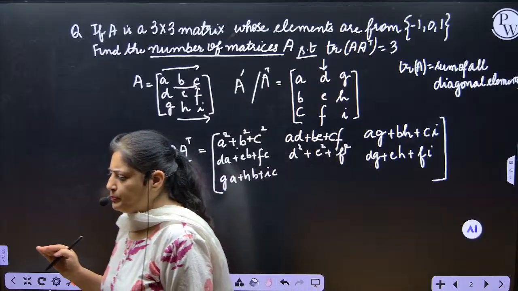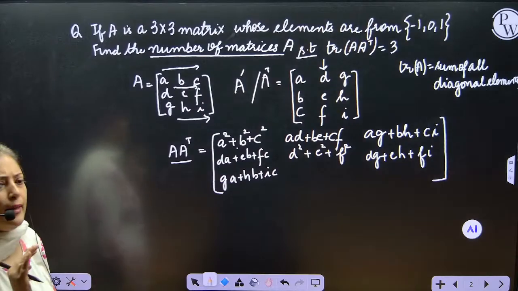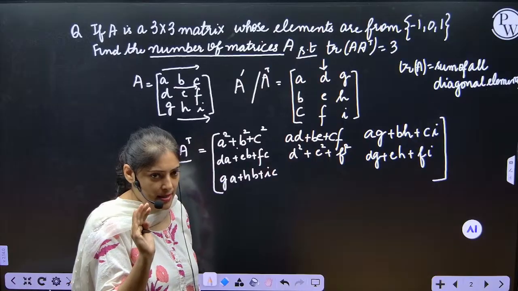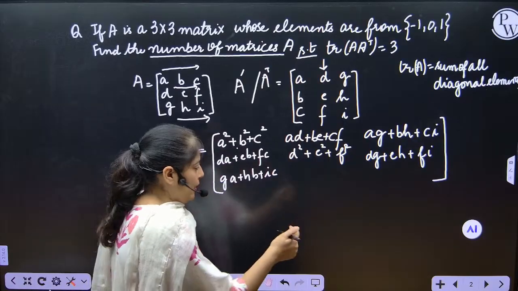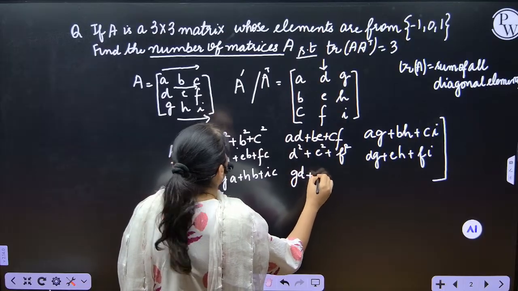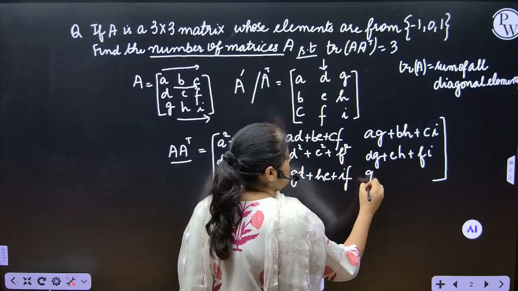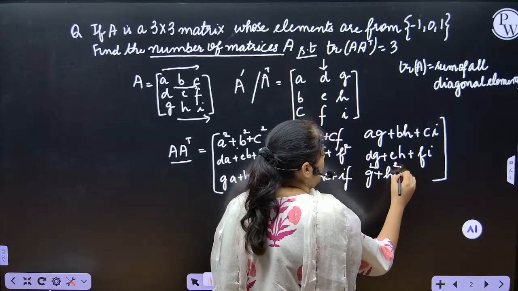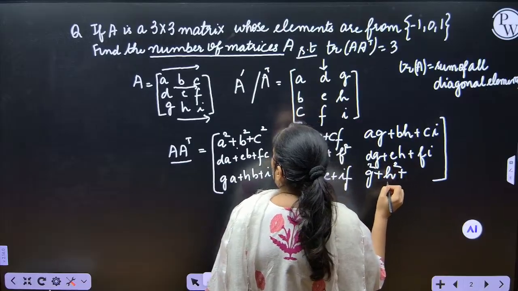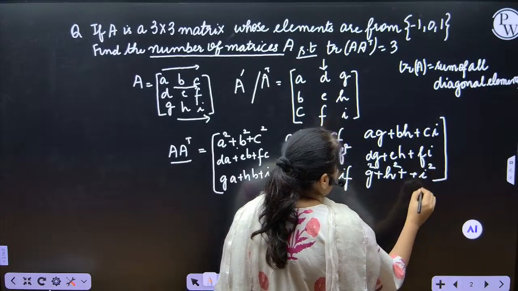But you just have to simply move, like you will use the result that A transpose trace, that I'll tell you. Wait. So now GD, HE, IF, now G square plus H square plus I square.